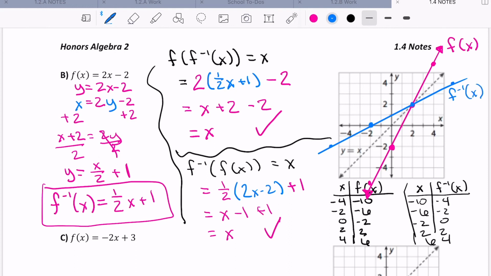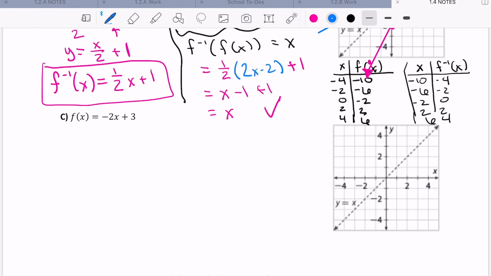Okay, so what I want you to do now, and you guys know the drill, hit the pause button and do it. Find the inverse of f of x equals negative 2x plus 3. Do the composition to check and make sure that they are inverses. Make a table of values, find x and y, and graph both functions. Once you are done, come back and check your work.